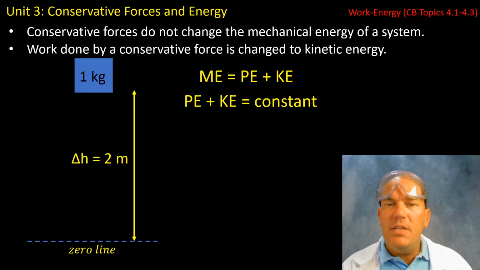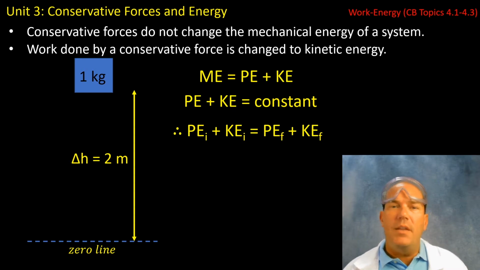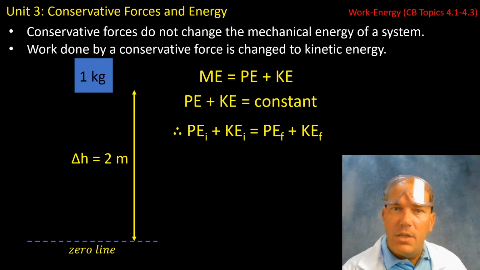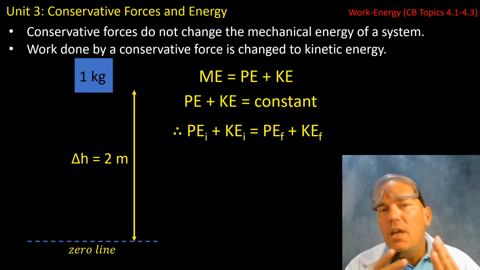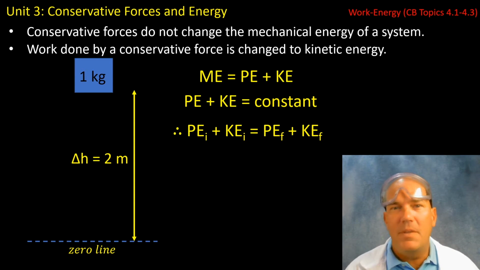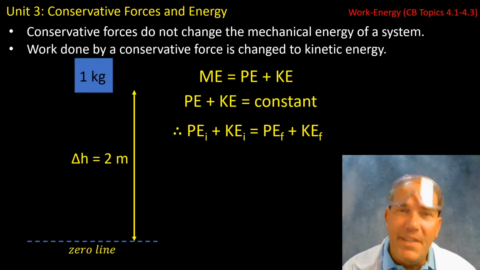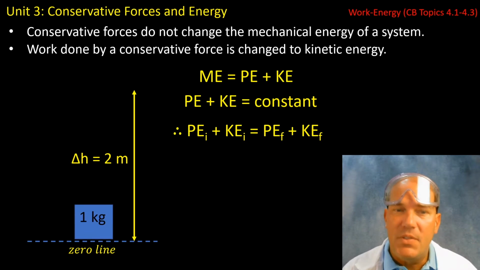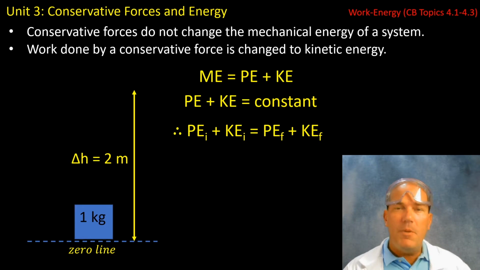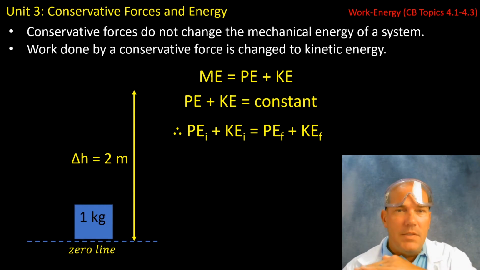So potential energy and kinetic energy is constant. Therefore, we can state that our initial mechanical energy must be equal to our final mechanical energy. In other words, initial potential and initial kinetic must equal the final values for mechanical energy to be conserved. The object drops 2 meters. Now again, remember, it stopped on your screen, but the zero line is not the ground.